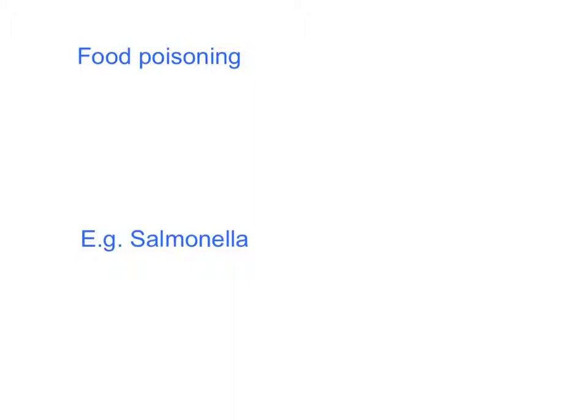Now, food poisoning can be transferred by contaminated food. This is usually a bacterial disease, and the symptoms will include things such as stomach pains, diarrhoea, vomiting. It can be extremely severe and can be fatal in the elderly and in children.